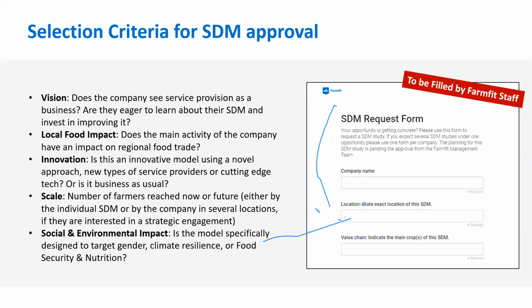We're looking into innovation. So we're looking into whether the model the company is looking at or would like to do is innovative, cutting edge, or is it just business as usual? We're looking at the scale of the farmers. Like I said, we are targeting to reach 1.5 million farmers. This is quite a high number, so we also need to make strategic decisions on the scale of the companies that we're working with to reach this impact.